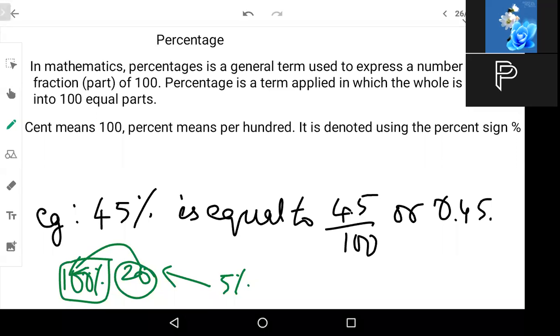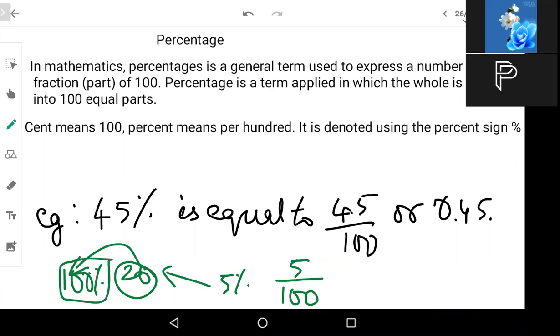Are you all able to understand? So that is why whenever you see a percentage, you divide that 5 by 100. Out of 100 parts, I am only considering 5 parts to calculate 5%.